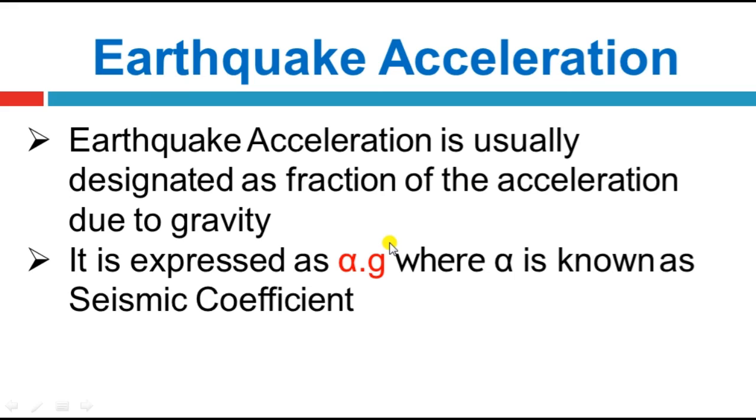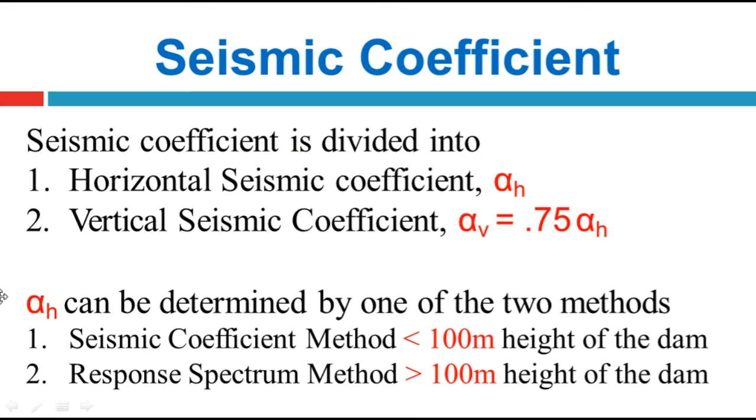Earthquake acceleration is usually designated as a fraction of the acceleration due to gravity. It is expressed as alpha into g, where alpha is known as the seismic coefficient. Horizontal seismic coefficient is alpha h, and vertical seismic coefficient alpha v is equal to 0.75 alpha h. Alpha h can be determined by the seismic coefficient method and the response spectrum method, which are studied in earthquake engineering in structural analysis.